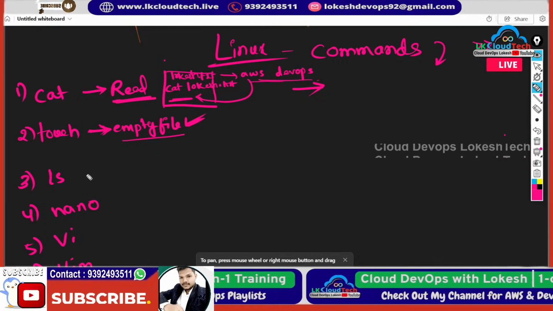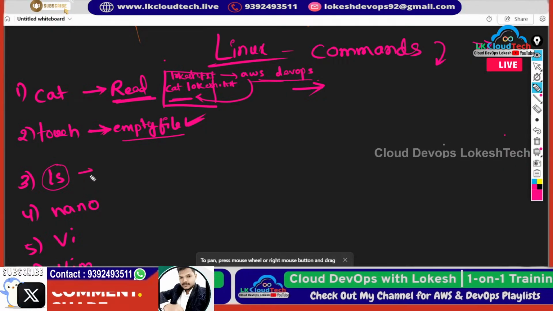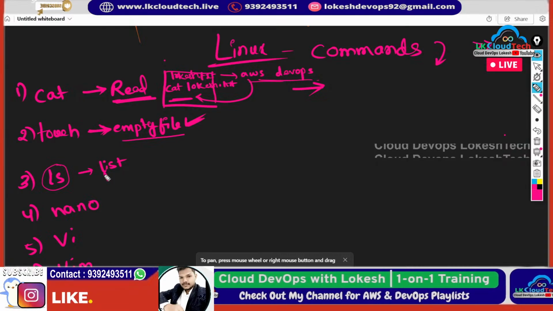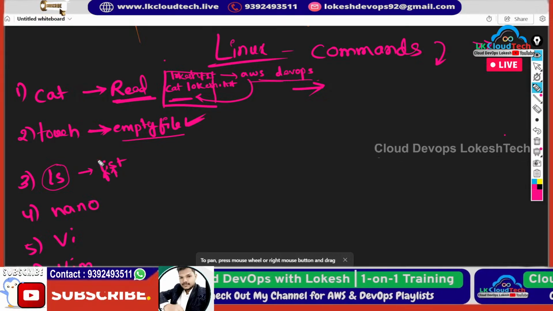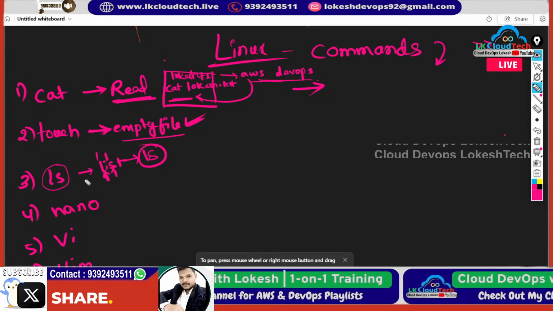Next, LS. L and S. It is pronounced "list". These two letters are what is actually picked. So LS means list.